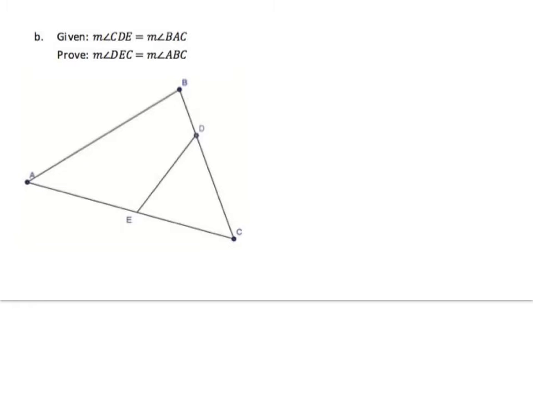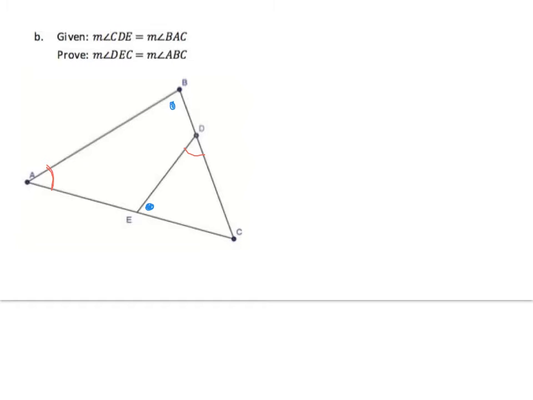Now we'll check out this shape. Okay, let's mark what we know. The measure of angle CDE is equal to the measure of angle BAC. We need to prove that the measure of angle DEC, I'm going to put a little dot there, is equal to the measure of angle ABC. All right, let's do it.